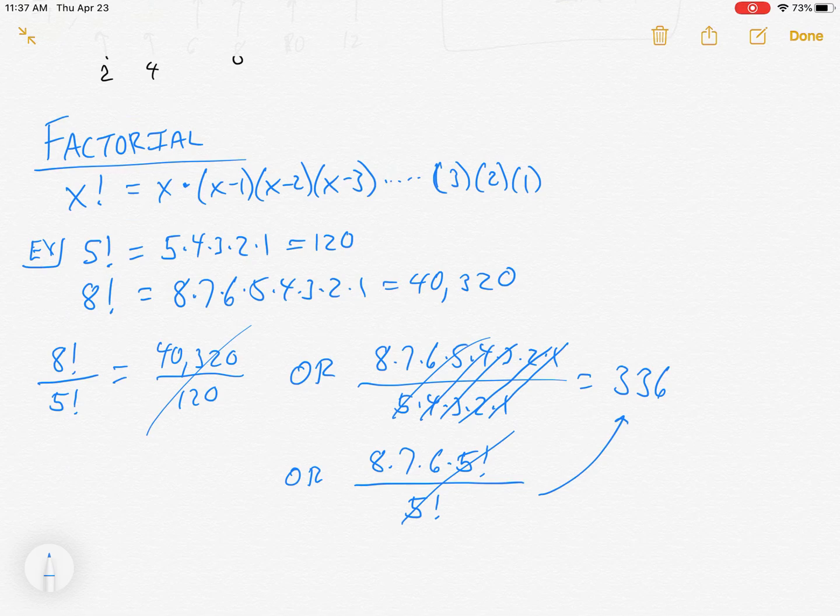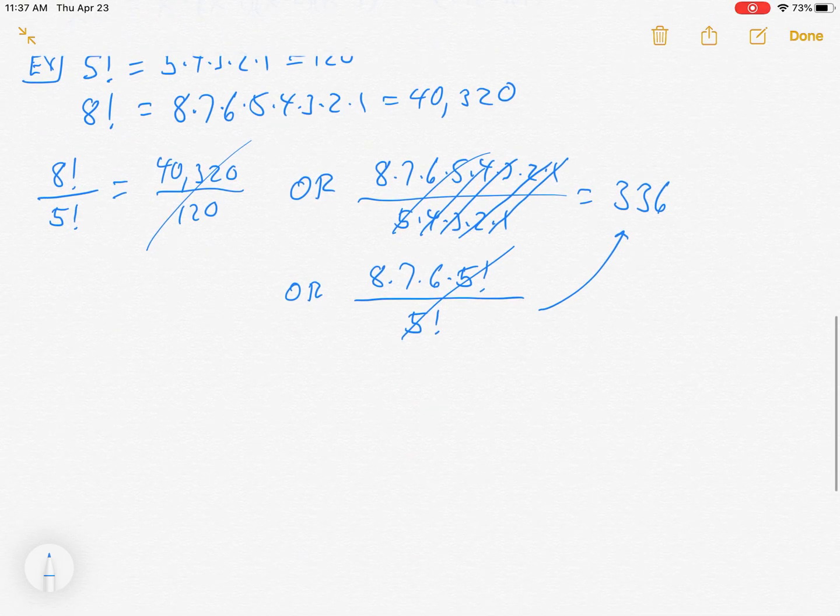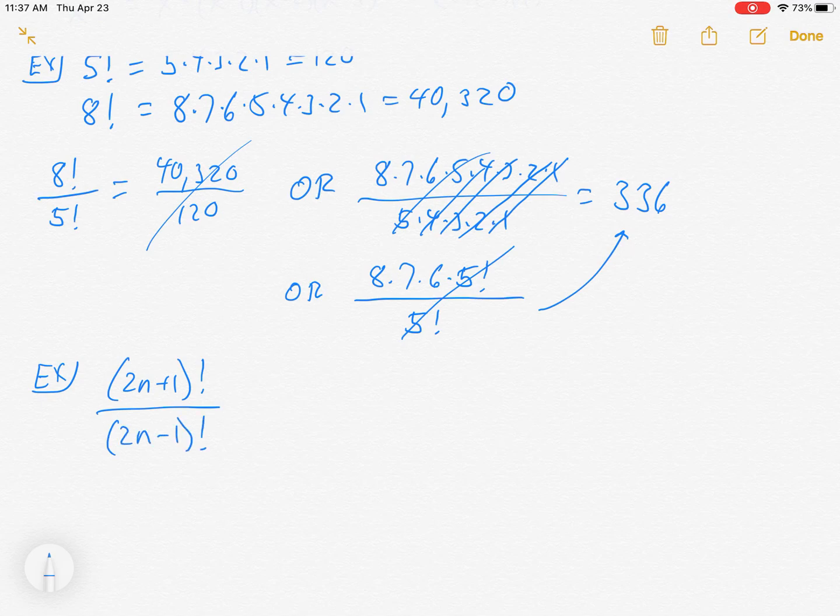Sometimes you may encounter a situation where you're like 100 over 99 factorial. Your calculator can't even evaluate either one, but we know the 99s cancel out, the 98s cancel, the 97s, all the way down. It's just equal to 100, right? 100 factorial over 99 factorial would be 100.